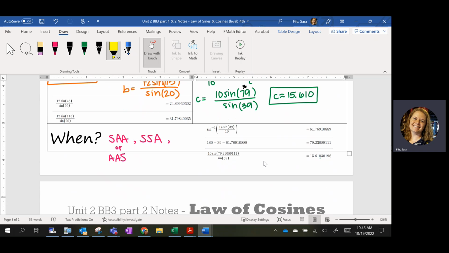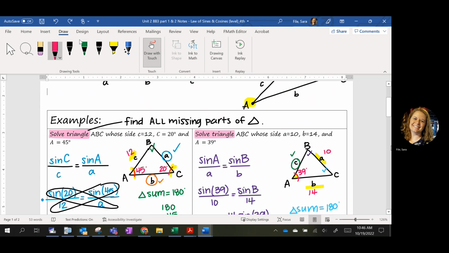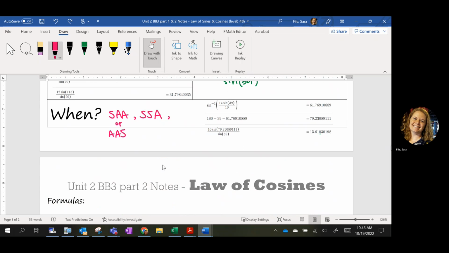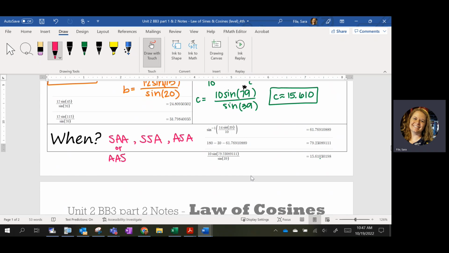Okay, so we're going to add that down here. So angle, side, angle. So those are the three scenarios based on the information given for the triangle that you would use law of sines to find the missing pieces. Good? All right, so y'all can put it away for now. We're going to do law of cosines tomorrow.